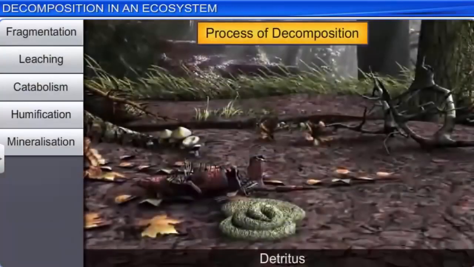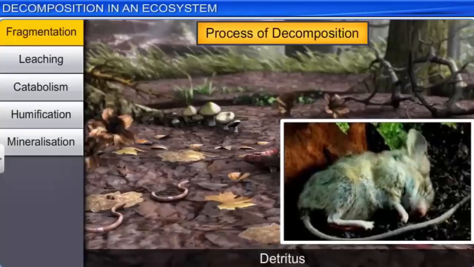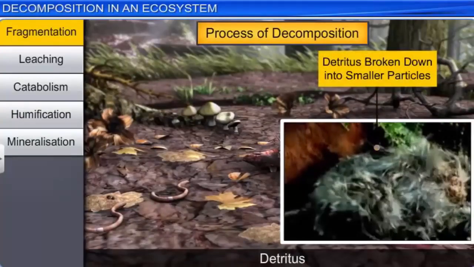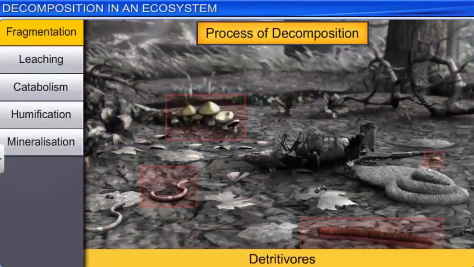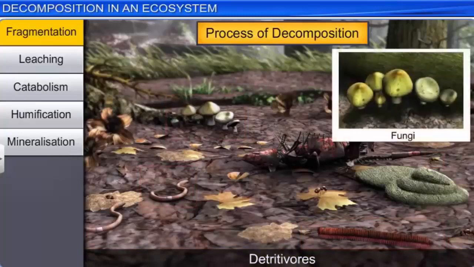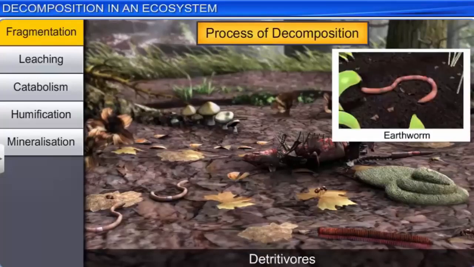Of these steps, fragmentation, leaching, and catabolism occur simultaneously on the detritus. During fragmentation, the detritus is broken down into smaller particles by detritivores, which are organisms that feed on and break down dead plant or animal matter while returning essential nutrients to the environment. Some examples of detritivores include fungi, insects like dung flies, and terrestrial worms such as earthworms and millipedes.